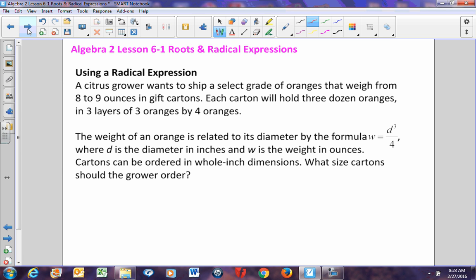The weight of an orange is related to its diameter by the formula W equals D to the third divided by 4, where D is the diameter in inches and W is the weight in ounces. Cartons can be ordered in whole inch dimensions. So what size cartons should the grower order? Let's face it, he grows the oranges. He might package them and ship them, but he has to order the cartons from somebody else who creates the cartons. Okay, so first thing we need to do is find the dimensions of the orange.